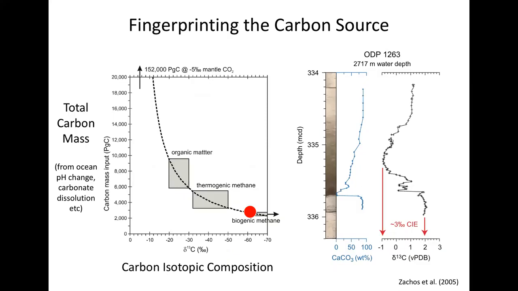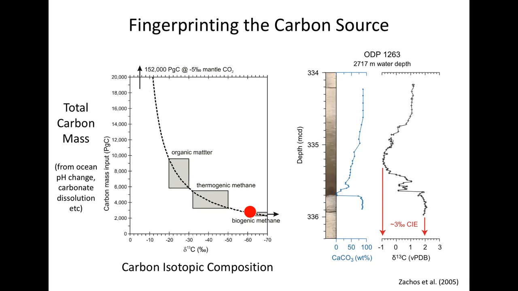So if we're trying to fingerprint the carbon source for the PETM, what are the key observations? There are two really, and they trade off against each other. One is the isotopic composition of the carbon that was somehow entering the ocean atmosphere system. And that trades off against the total mass of carbon that was supplied, such that either you can try to explain the PETM by a relatively small mass of isotopically very light carbon, or you can explain it with a much, much larger mass of isotopically heavier carbon.